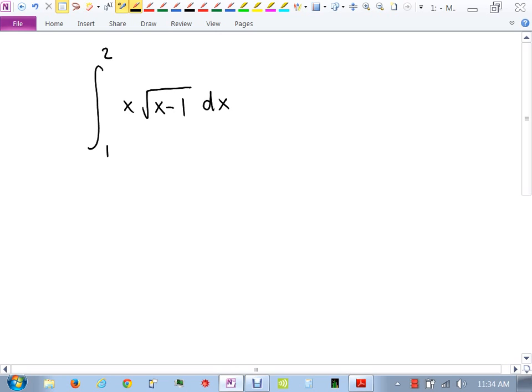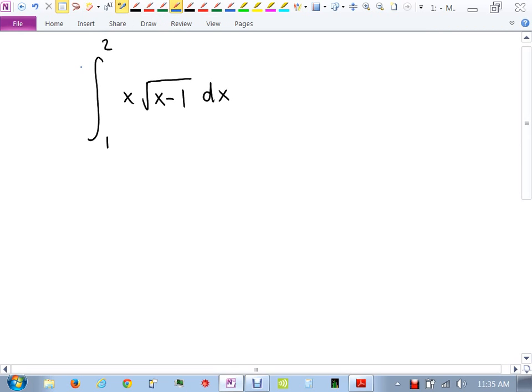Okay, so looking at this, you're trying to look for a substitution, right? And there's not a whole lot to work with here. Well, what can you try? Just maybe the x minus 1 inside? Well, it's not the same thing. Watch, this is a critical problem to show you.